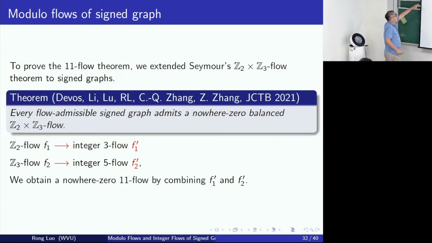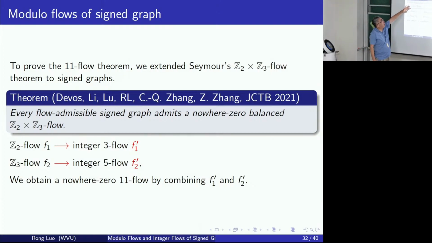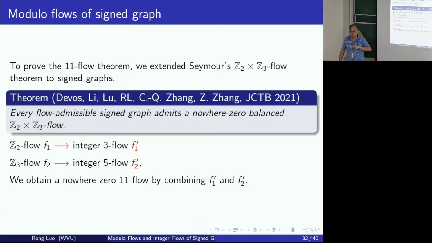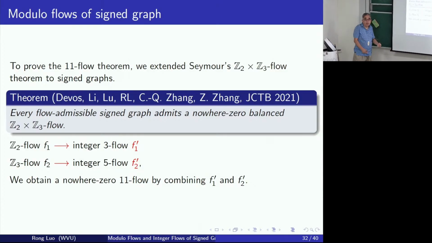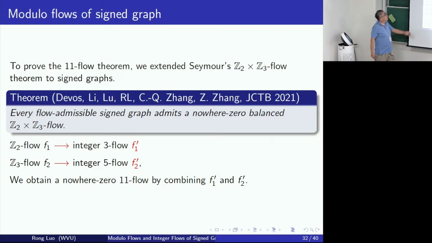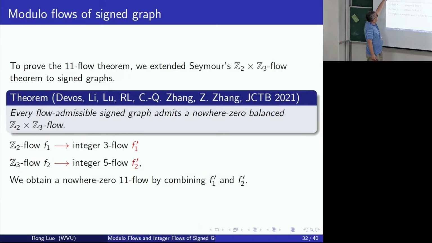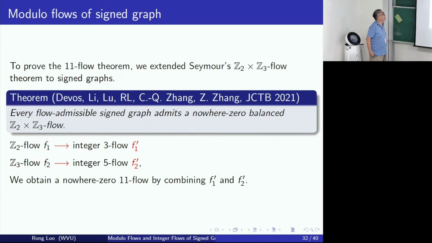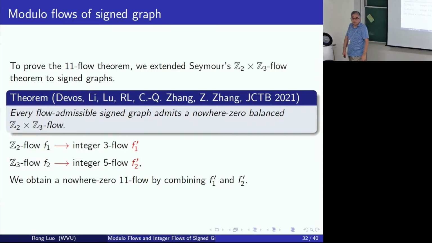DeVos posted this one together with his 11-flow theorem on arXiv, and when we used this theorem to prove our 11-flow theorem and submitted the paper to JCTB, William Moha suggested that we just combine the papers. So we had to rewrite it. His proof was quite long and not easy to read, so we just reorganized the proofs. There are some small gaps, but they are easy to fix. So I would say that this theorem is mainly due to DeVos.